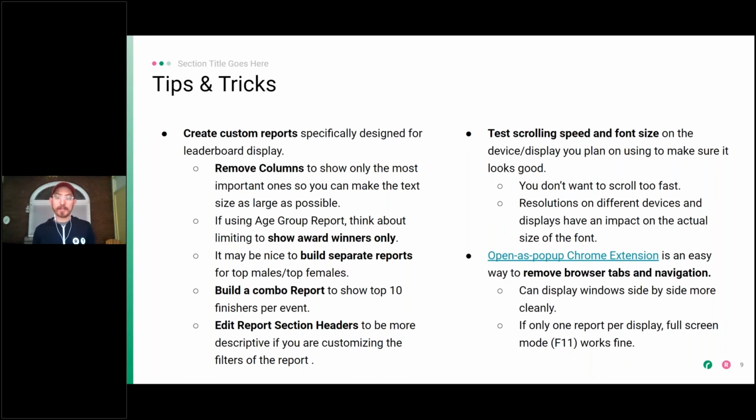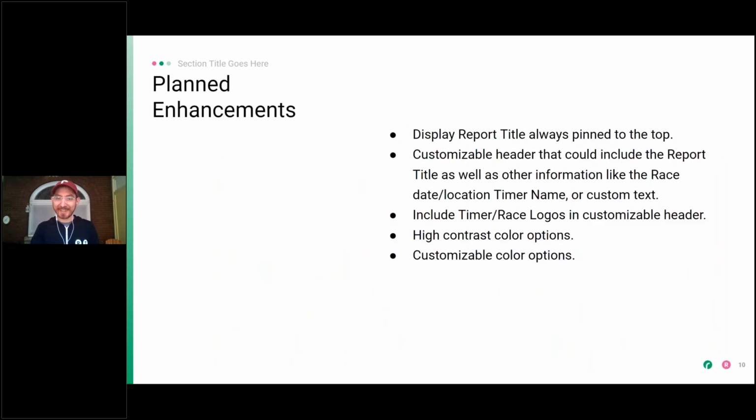So what you can easily do is create a couple of reports, open them up in your browser, and then open them all up as different tabs. And you can orient them on the screen. So half is one report and the other half is another report. So you could show things like, hey, here's my males and my females side by side. If you're only doing one report per display, full screen mode obviously works just fine. Those are some tips and tricks on getting started.